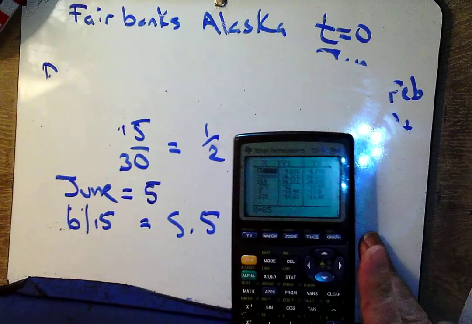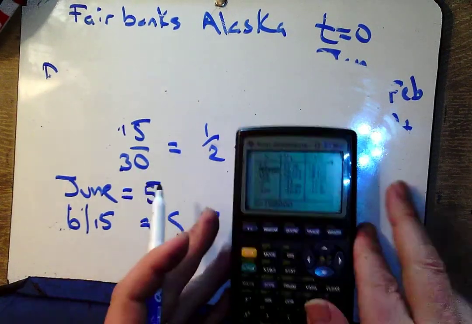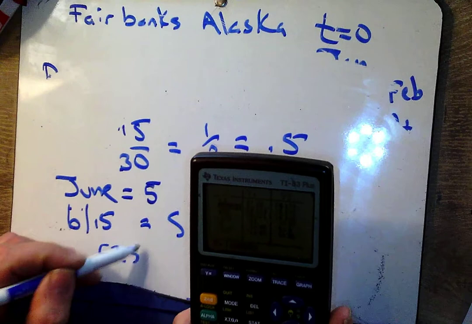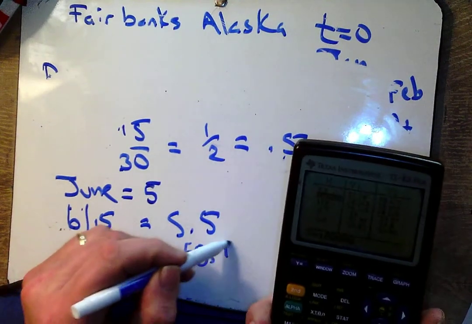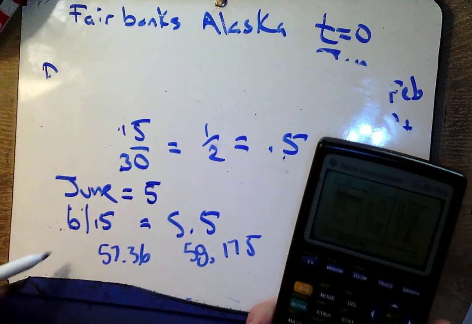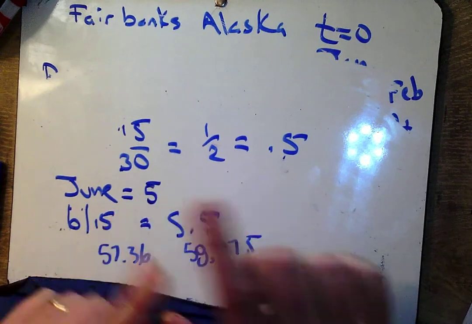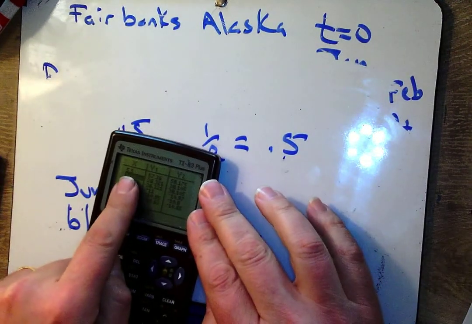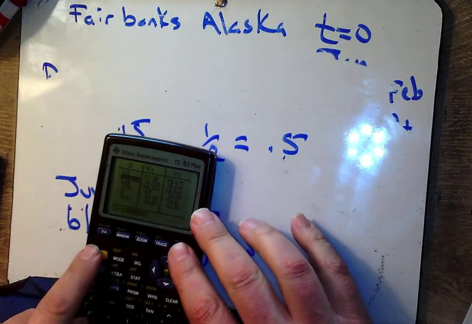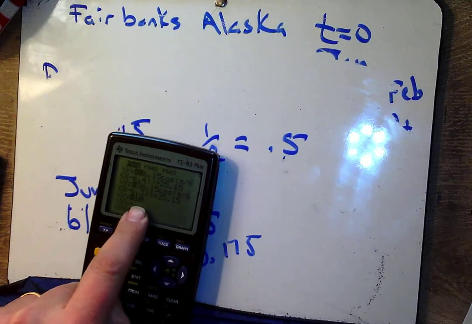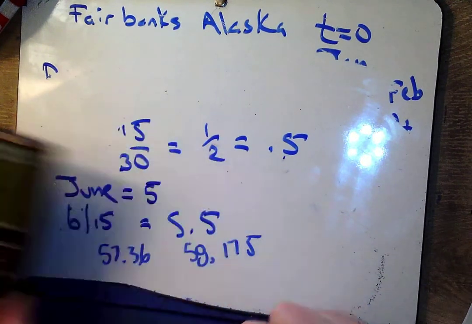So if I plug a 5.5 in, I can see what the different models give me. So I'm getting 57.36 and I'm getting 58.175. And you know, we're within plus or minus 2 degrees of each other, so I feel confident with either one of these answers. Remember, if you're given an input like June 15th, you want to come over to the table and put in the value for June 15th. If you're given an output, like when is the next time we get 10 degrees, then I want to graph and do second calculate intersect.